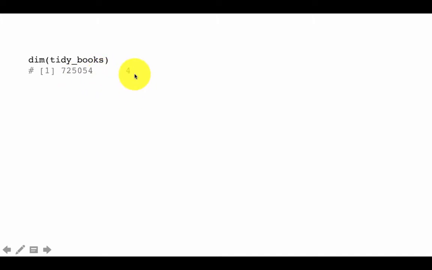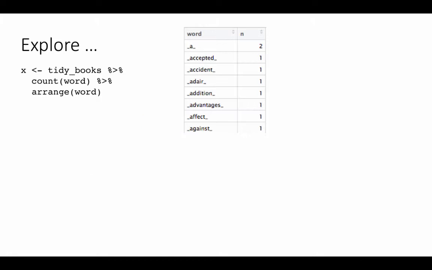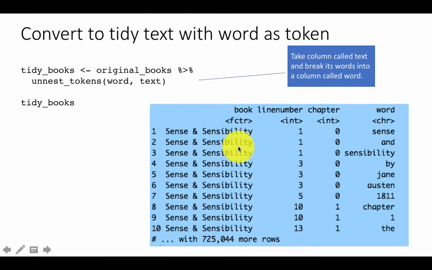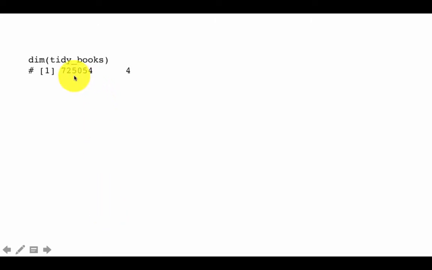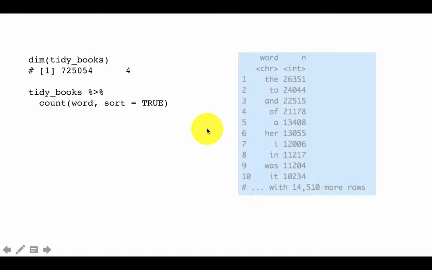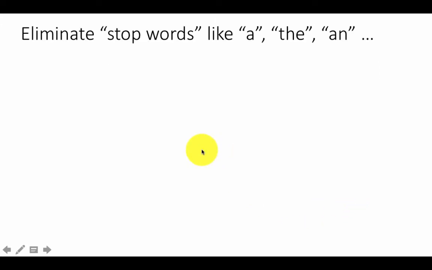And there are four columns, because if you look at it, you'll see that there are four columns that we've created in tidy books. And that will be the word, the line, the chapter, and what else? Okay, book, line, chapter, word. Those are the four columns in that tibble. Okay, so that's 725,054, right? So now, suppose we count the words, individual words, and sort equals true, right? We see that there's a total of 14,520 words that have been used. Okay, so only 14,520 words have been used in all of Jane Austen's books. Okay, so you could probably say that that was her vocabulary.